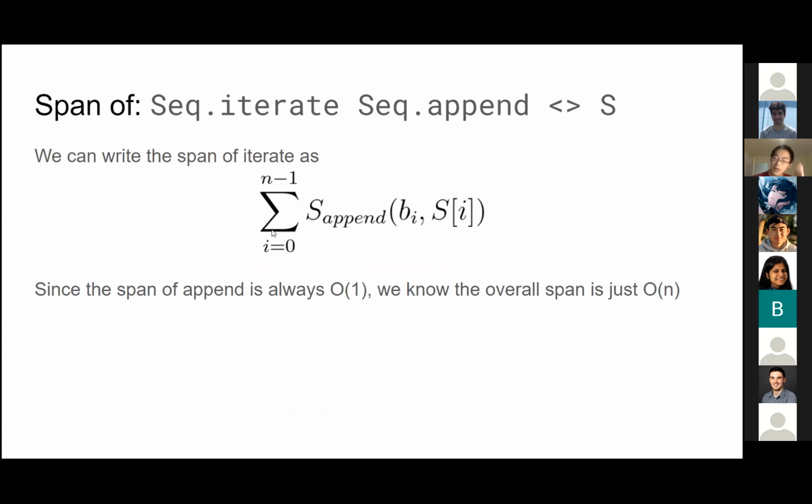So this is something that can be a little misleading at first. seq.iterate itself is purely sequential, right? So you might think that the work and span is always the same. But if the span of the function that you're using, like append here, is cheaper than the work, then you can still get different work and span when using iterate.